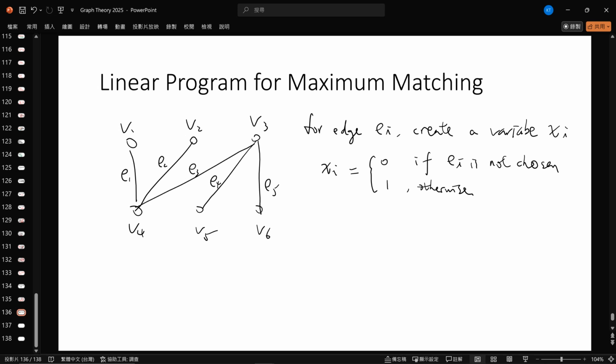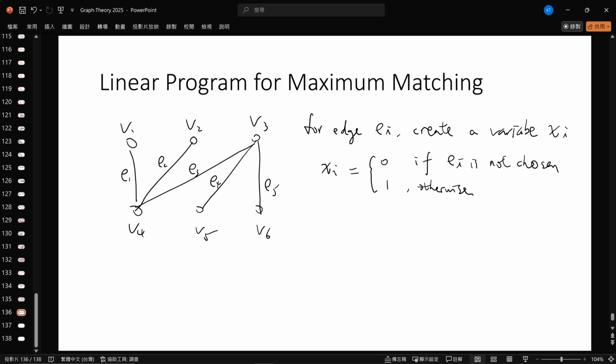So the physical meaning of xi is that if xi is 0, then we do not choose it. If xi is 1, then we'll choose it in our matching. So the set of edges that we choose are just the variables that are assigned 1.